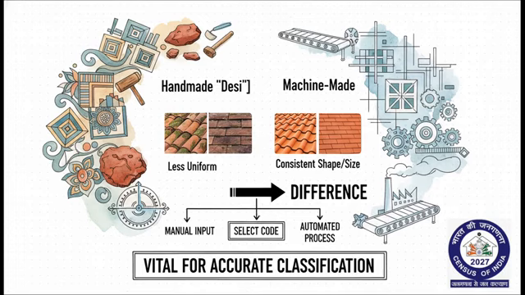And this shows the difference perfectly. Just look closely. On the left, you've got your handmade or desi tiles. See how they're a little less uniform? Then, on the right, you've got your machine-made tiles, all consistent in shape and size. Picking the right code here is absolutely vital for accurate classification.